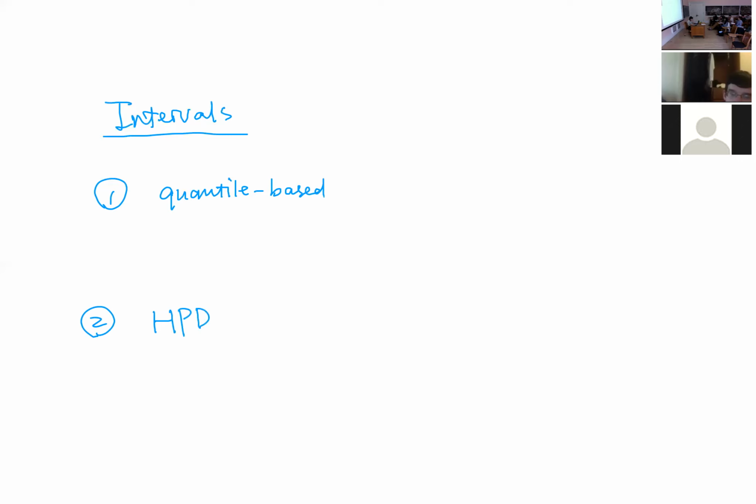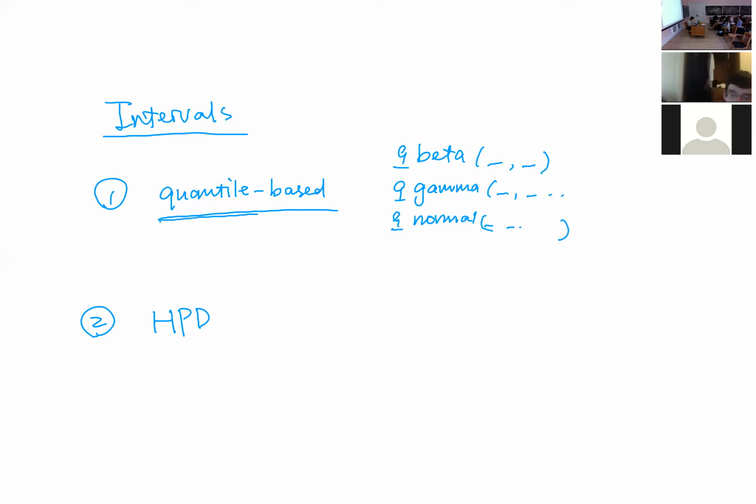Quantile-based intervals, based on what we have seen so far, because we're working with conjugacy, so you know exactly what the posterior distribution will be. If it's beta, we use Q beta. If it's gamma, we use Q gamma. If it's normal, we use Q normal, right? And then you plug in whatever you need for all of this. Those are quantile-based intervals.